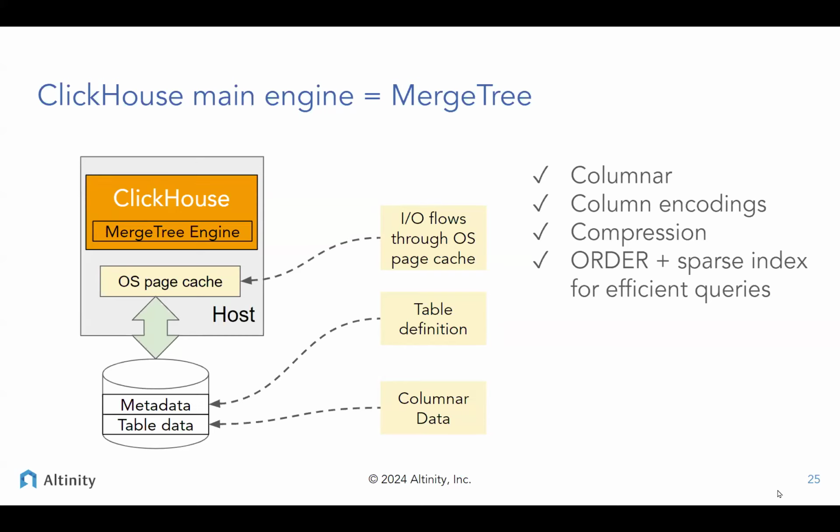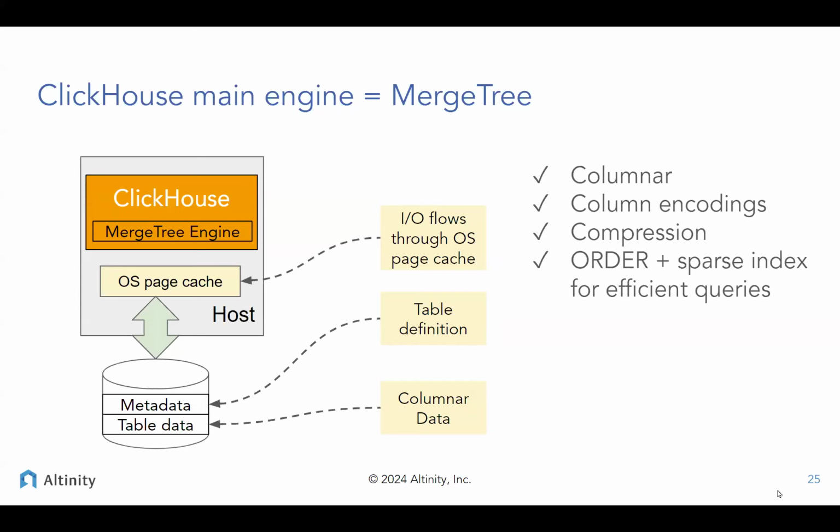Key things about this organization: it's columnar. The columns have encodings starting with their data types, but also functions like delta, which allow us to reduce the data size before it's turned over to the next feature, which is compression. And then we have things like ordering and what's called a sparse index and secondary indexes.